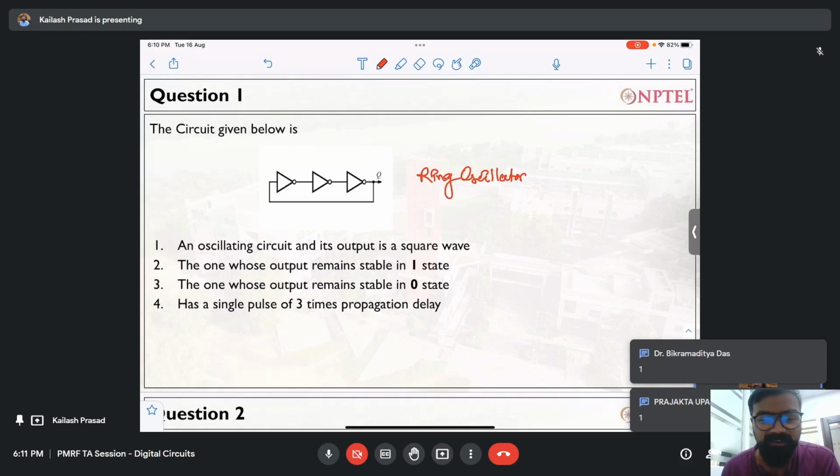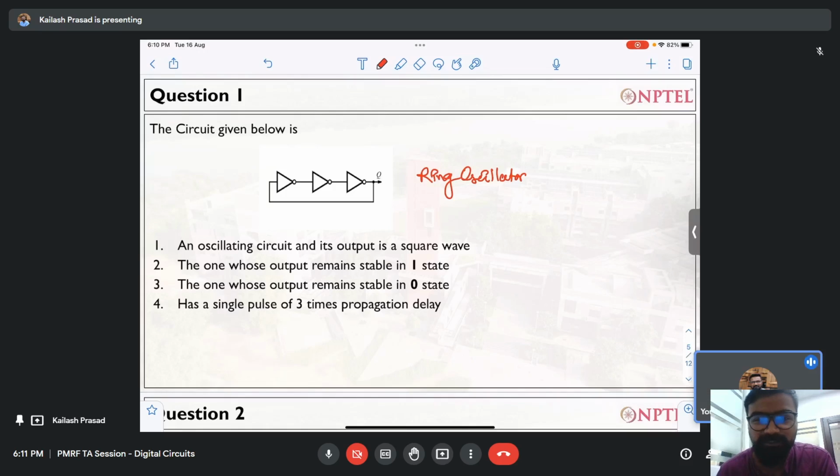Okay, so I think I have already given you a hint, right? Calling it a ring oscillator. So this circuit will be oscillating. It will actually generate an oscillating signal, which will be a square wave. How will it work? Suppose you have provided any signal, zero, and you have left it.